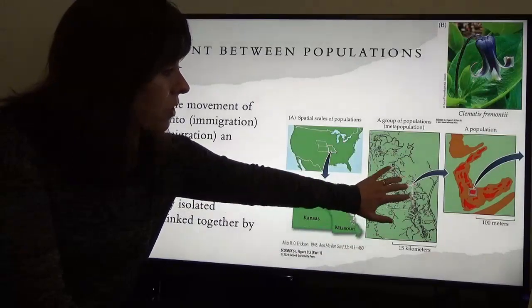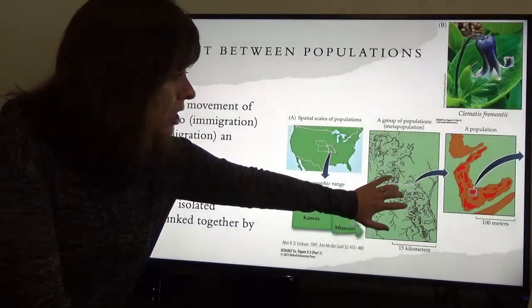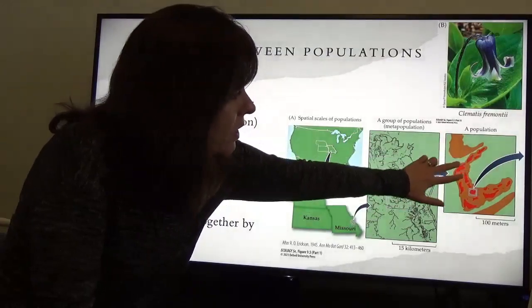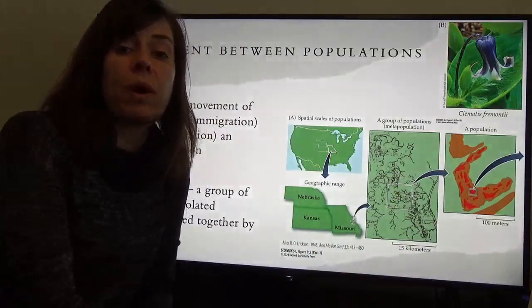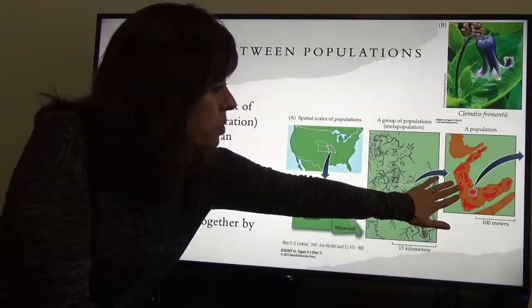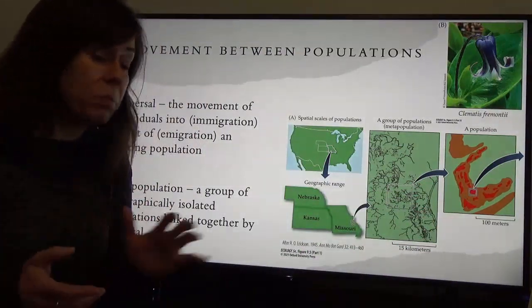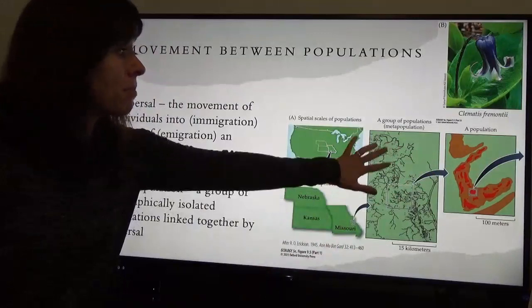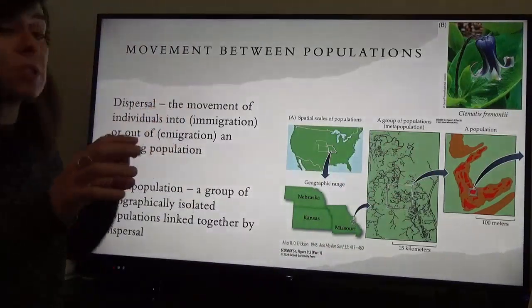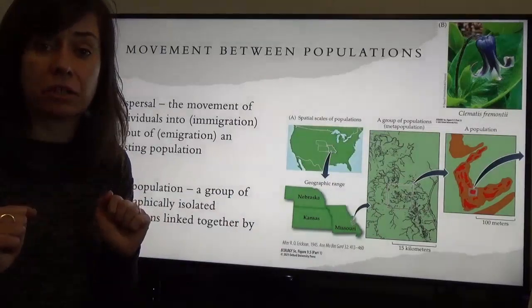Within that little corner of Missouri, there is what we refer to as a metapopulation. All of these different red areas where that species is found, each of those red areas is a population. It's isolated from all of the other populations within the metapopulation. But because of dispersal, there's movement of individuals between one patch and another, okay?